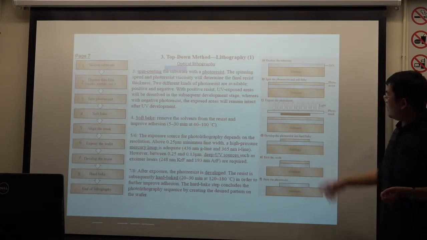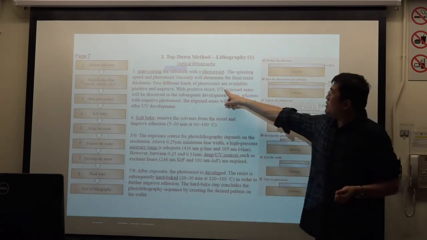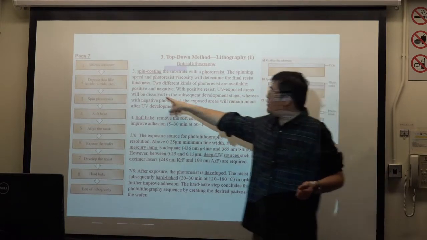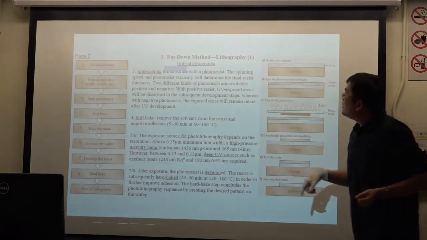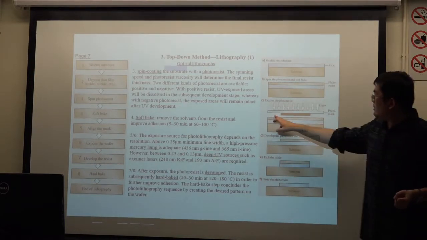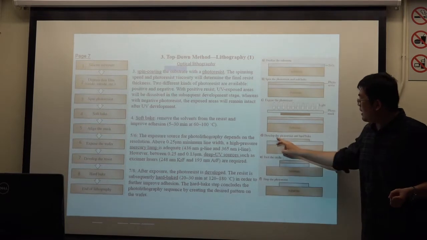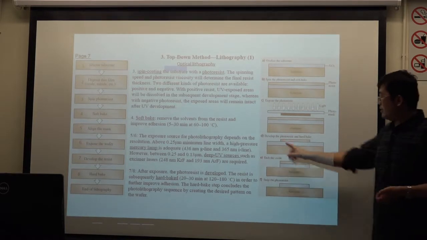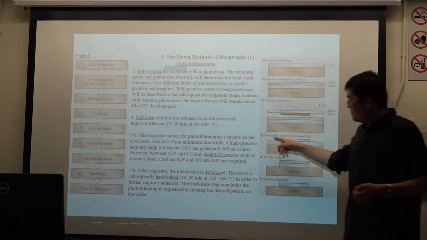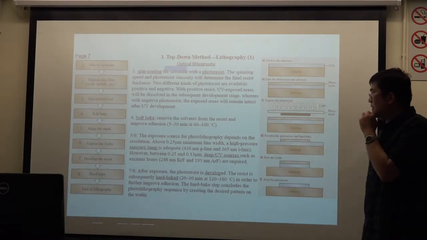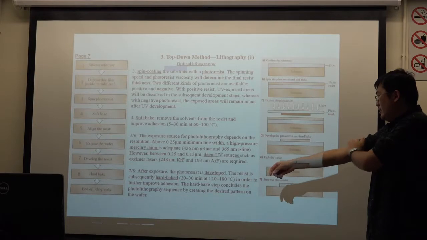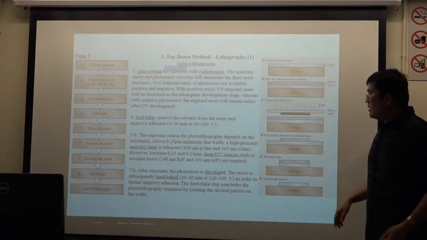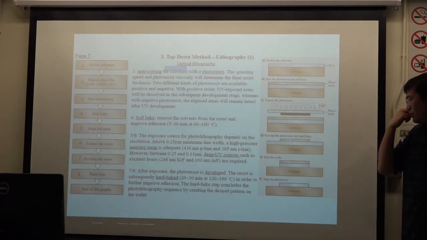You can see that it is different with a positive resist. With a positive resist, the UV exposed area will dissolve in the subsequent development. You can see the UV exposed area here, and it develops there because it is a positive resist. They are removed by some chemical or other material. So after exposure, the photoresist is developed.